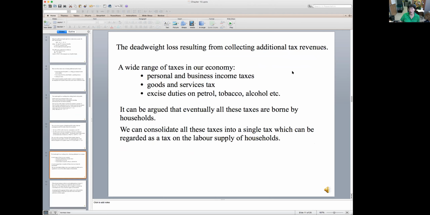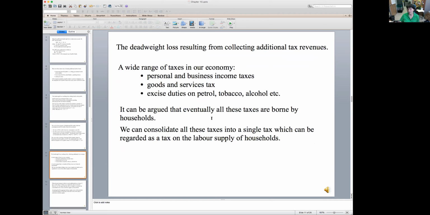So the deadweight loss is really resulting from the tax revenues. You're not collecting any additional tax revenues that you would have collected if it would have been a private project. So that's what we got to remember.